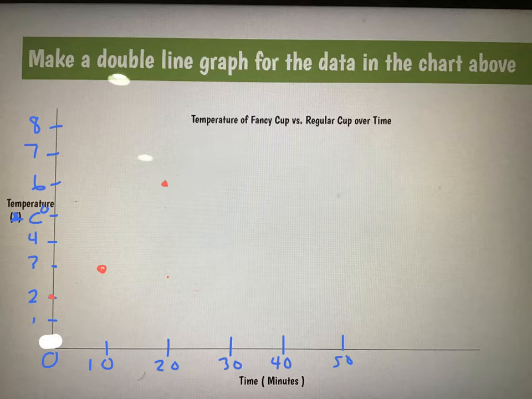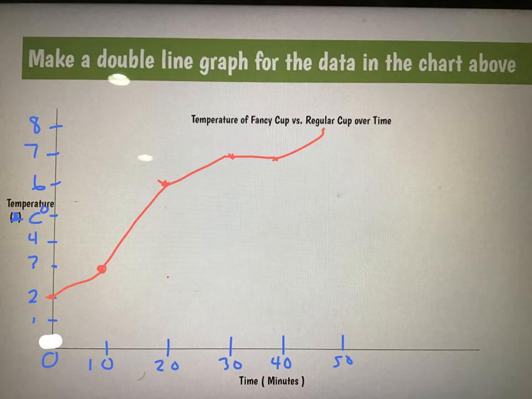Okay? And then let's say at 30 minutes, the temperature was 7 degrees Celsius. Let's say at 40 minutes, it stayed at 7 degrees Celsius. And at 50 minutes, it went up to 8 degrees Celsius. The next step with a line graph is to connect all our dots. So we're just going to draw a line to connect our dots. So this would be a graph of our temperature for the fancy cup.